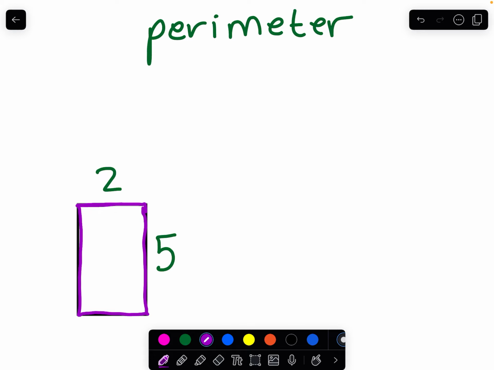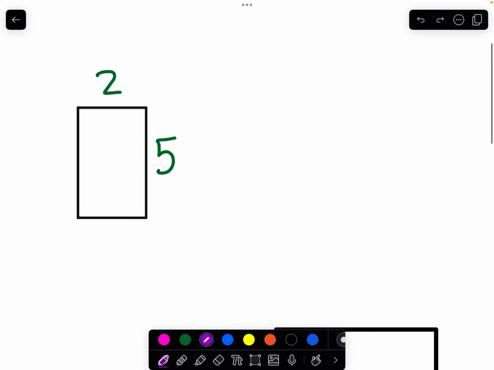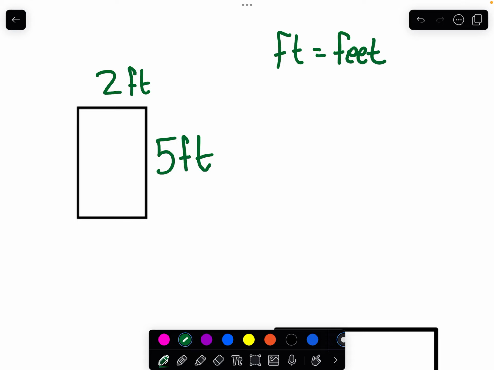So here you see I highlighted the sides of this rectangle. Let me actually remove my highlights here. What we know about this rectangle is that one side, oh, you know what? I should put a measurement. Let's just say it's feet. So FT means feet, which is a measurement.